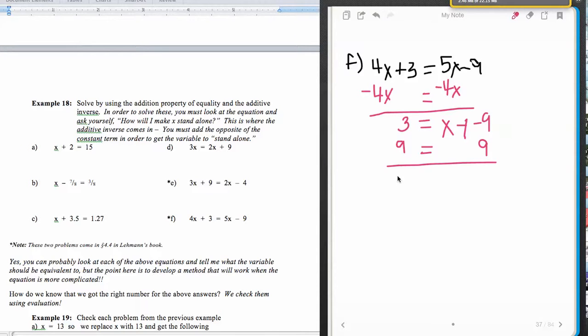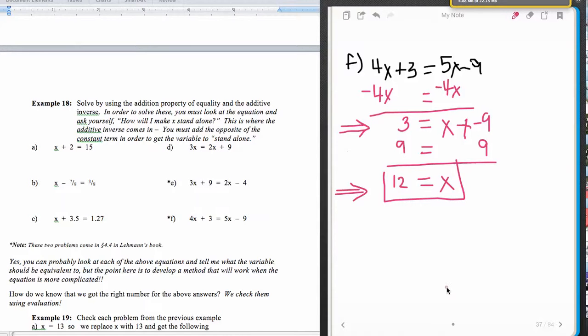So 3 plus 9 is going to give us 12. And that is equal to x plus 0, which is x, and negative 9 and positive 9, which is equal to 0, and we're not going to write that. And so there we have our solution, that x is equal to 12, or it says 12 is equal to x, but 12 being equal to x is exactly the same thing as x is equal to 12, because the equal sign has a property called the reflexive property, which is kind of like the commutative property.